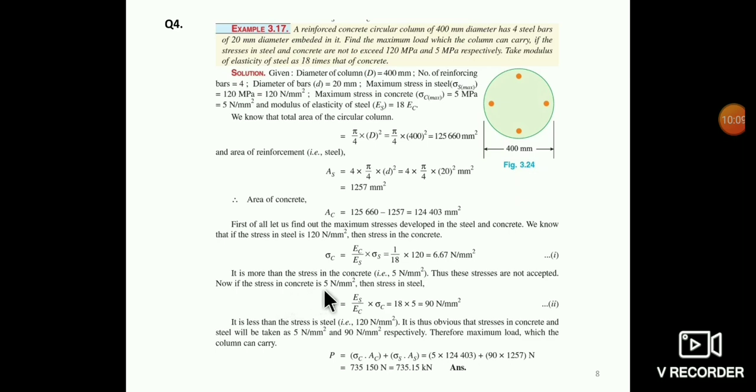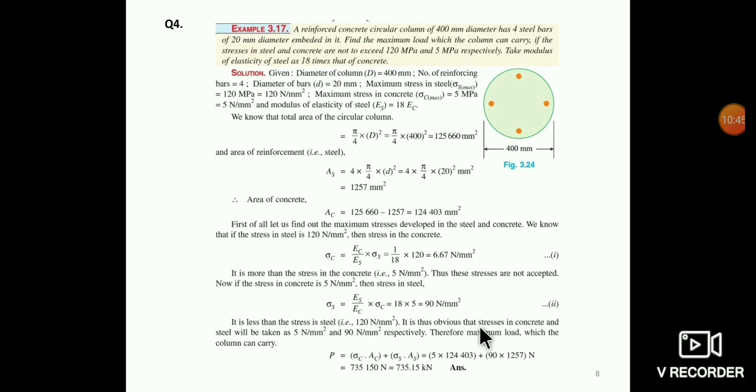Now if the stress in concrete is 5 Newton per mm square, the stress in steel will be found as sigma S is equal to ES upon EC into sigma C. Now the ES upon EC ratio is 18, into sigma C. From the question we have 5, so we get sigma S value as 90 Newton per mm square. So this is the correct value. It is less than the stress in steel given, that is 120 Newton per mm square. The calculated value of sigma S is 90, and the question value is 120. This value is less than 120, which means acceptable.